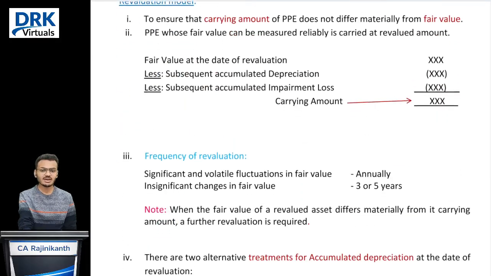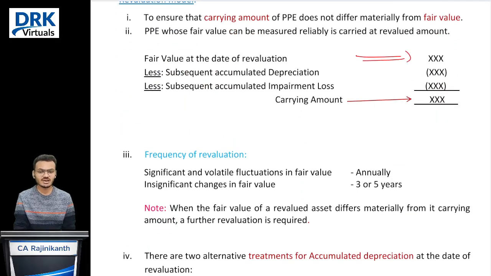And if it is a revaluation model, you take the fair value at the date of revaluation. From that, reduce the accumulated depreciation subsequent to the date of revaluation. Don't reduce the accumulated depreciation that is prior to the date of revaluation, right? And the same with impairment loss, that resultant amount will become our amount at which we can carry our PPE.